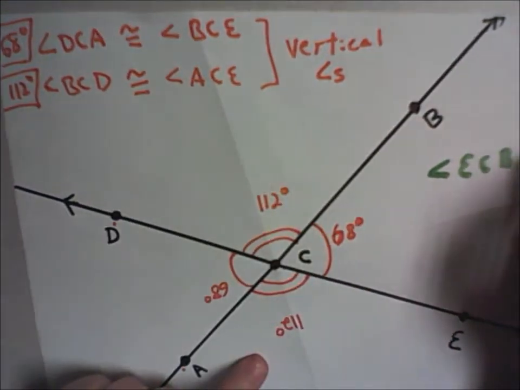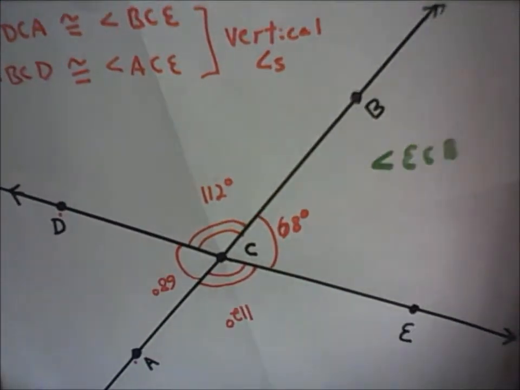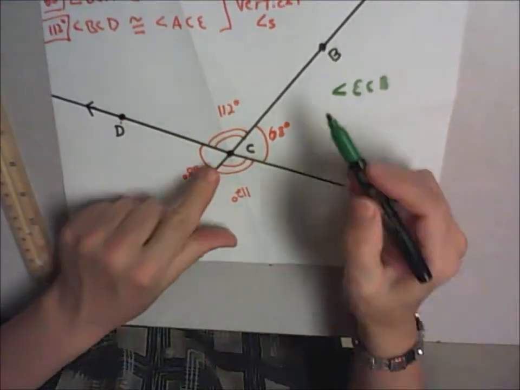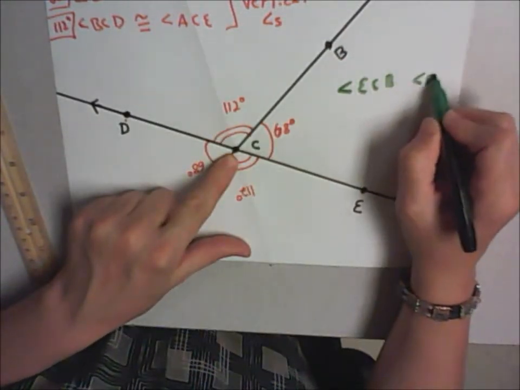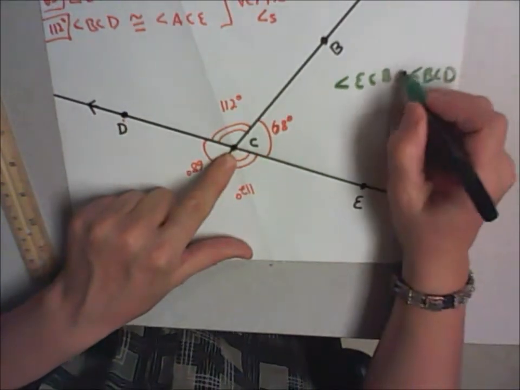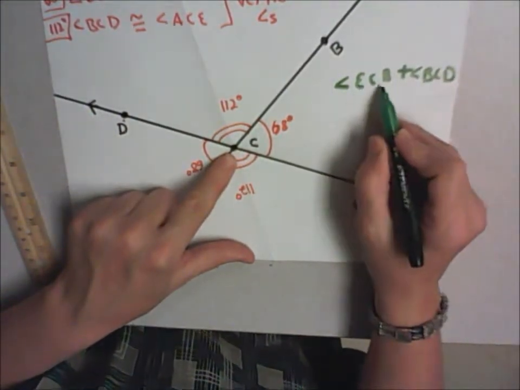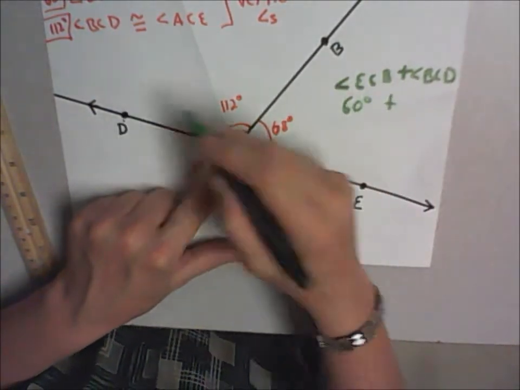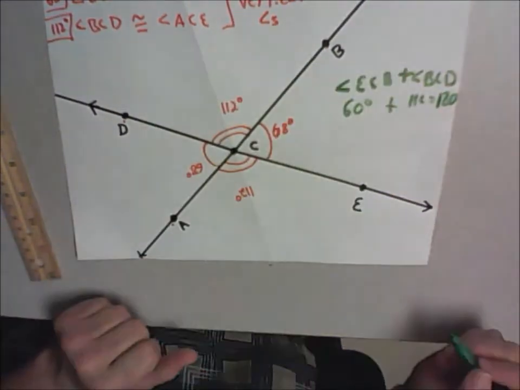So in here we have angle ECB, and then I'm going to look at angle BCD. Those two angles, if I add them together, well, this one, the ECB, is 68 degrees, and BCD is 112 degrees. You get 180.